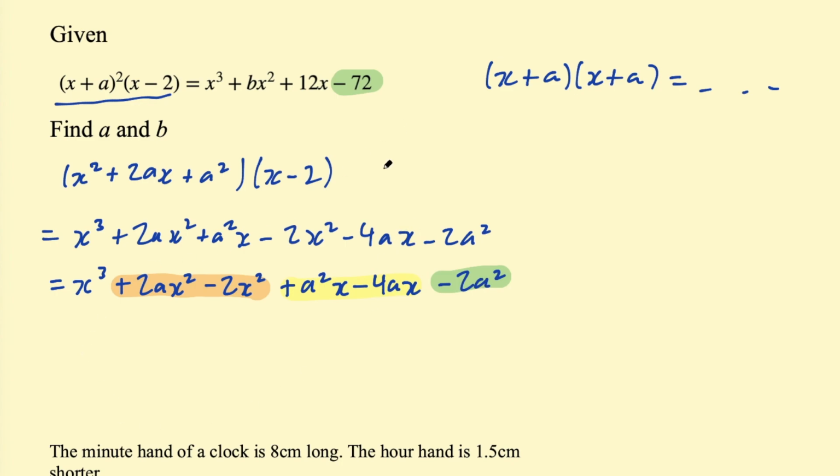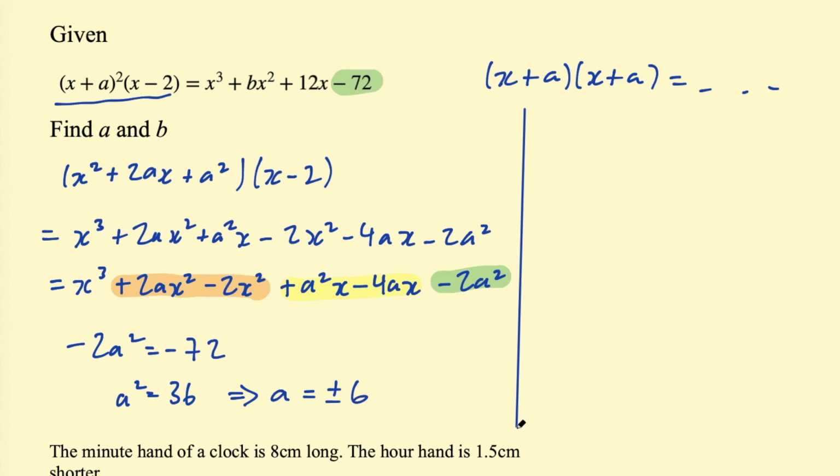Okay, so this is what's called comparing coefficients, where we've got an expansion on both sides of the equal sign, and those coefficients must be equal in order for those expansions to be equal. So we can say then that negative 2a² is equal to negative 72. Dividing by negative 2, we get a² equal to 36. This tells us a is equal to plus or minus 6. Okay, so that's how we're finding a. Well, we've got two possible solutions for a.